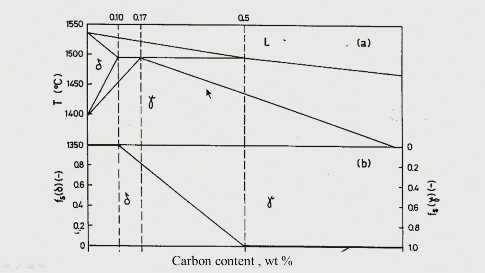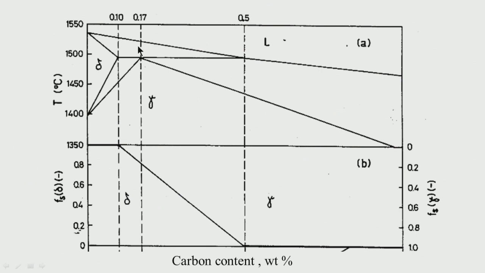So, that means when we are in this region, that means 0.1 to 0.17, initially liquid, delta plus liquid, then we have gamma plus delta, and finally gamma. That means lower than the peritectic temperature, solidification is complete at this point. Now, when you are in this carbon range, that means 0.17 to 0.5, what is happening?